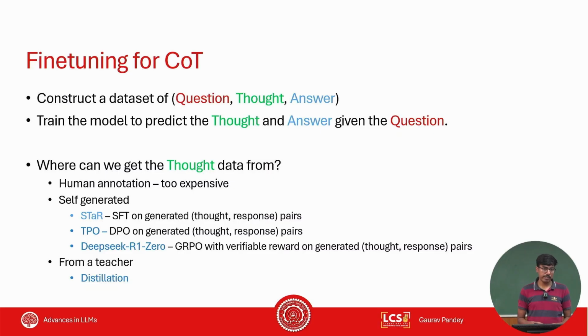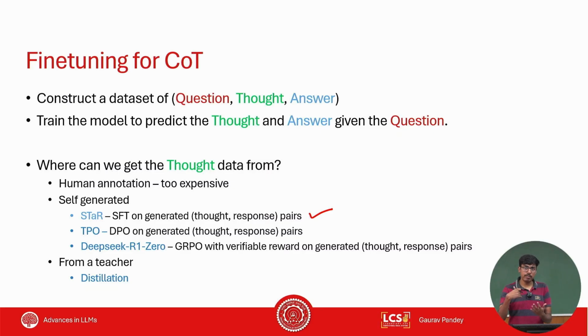The other option is that let's try to use thoughts which are generated by the model itself. So let's try to prompt the model to generate thoughts, and then we can use those thoughts that result in a correct solution. If we are working with a math problem, we can say, if the final solution is correct, I will try to use those thoughts for training. So that's what STaR tries to do: it generates thoughts and, if the final solution is correct, uses those thoughts for training.